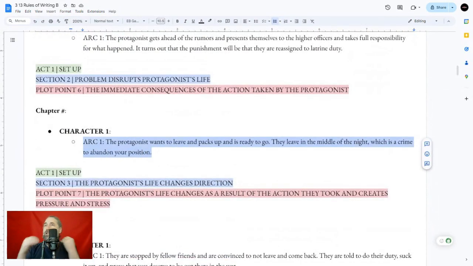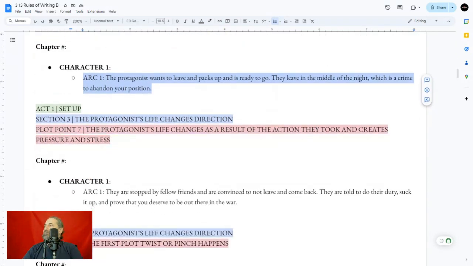Right here, they're just like, I'm better than everybody. I'm a good sharpshooter. I shouldn't be doing latrine duty. I deserve to be out there on the field making a difference. Even though we all know every job makes a difference, right? Whatever you do is helping in some way. But in this case, they're like, I want to be out there helping.